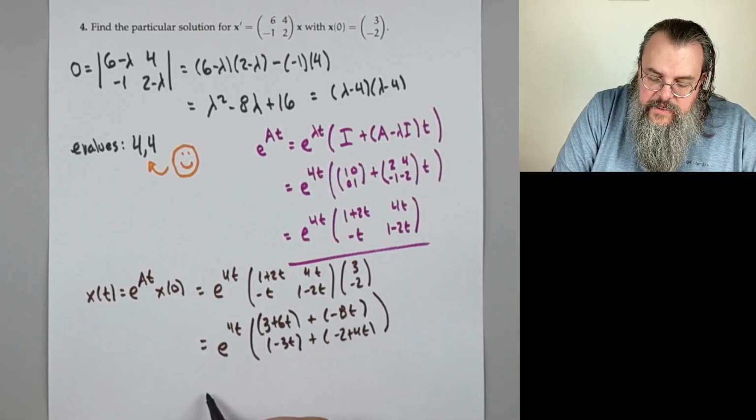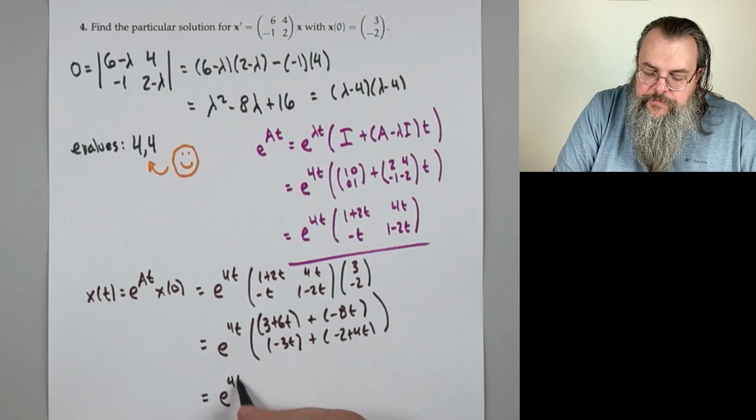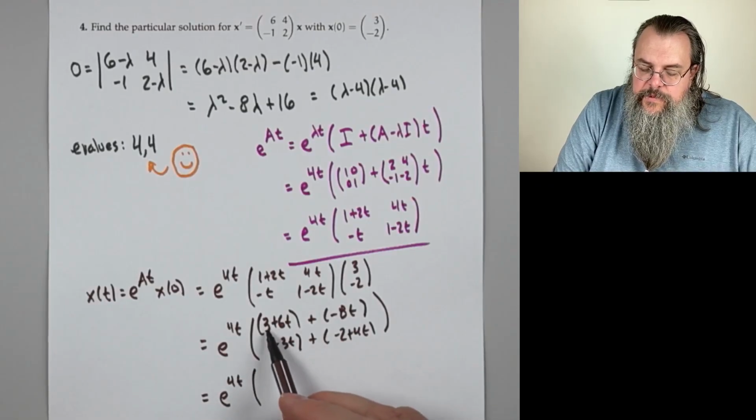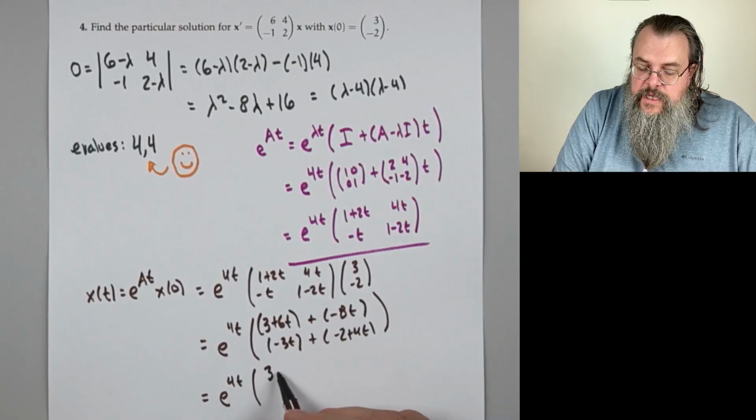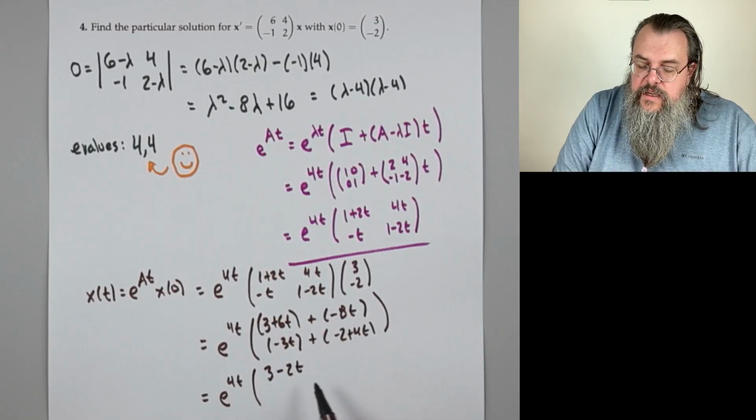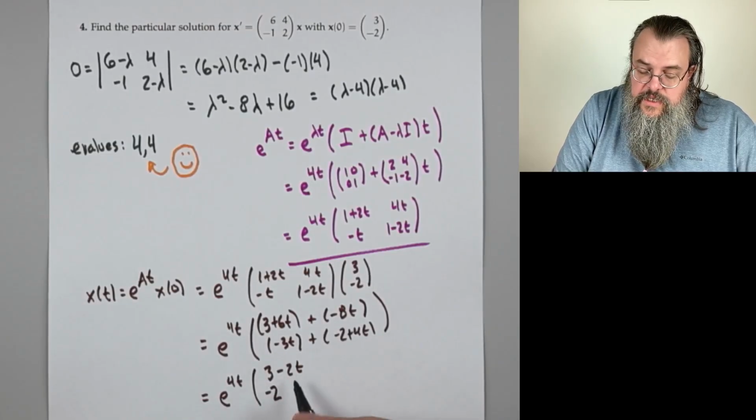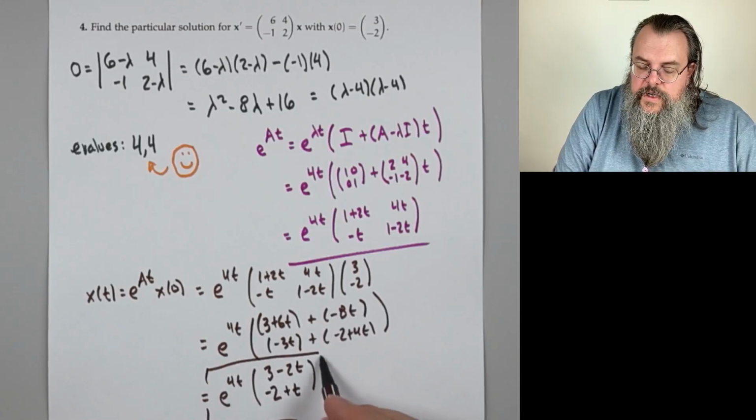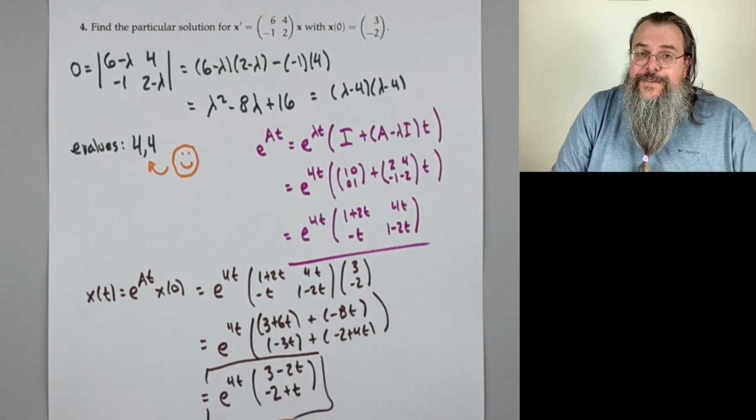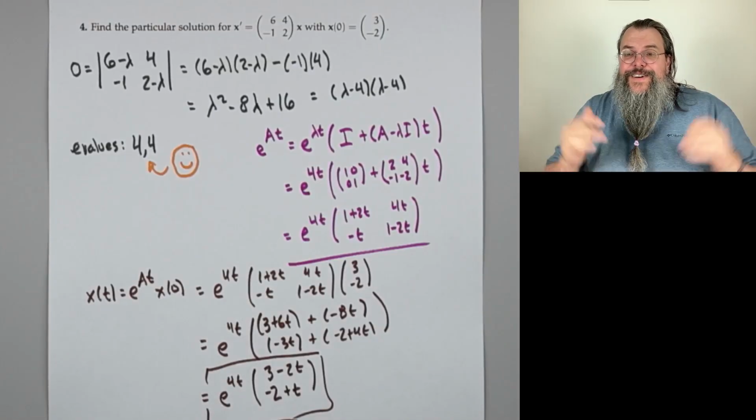And finally, we just clean it up. So we have 3 plus 6t subtract 8t, so that makes 3 minus 2t. And here we have a minus 2 and a minus 3t plus 4t, which makes a single plus t. And we're done. Don't forget that e to the 4t in the front. Life is good.